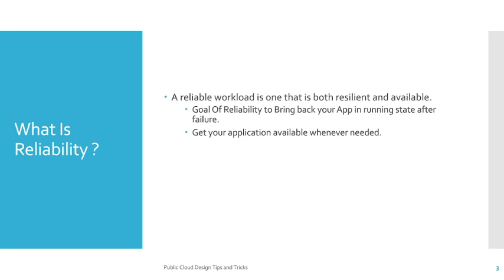When we say resilient, that means the goal of reliability is to bring your application back to a running state after a failure. That means if there is a crash in your system or your system is going down, the capability, the design, the solution with which your application will move back to its original running state is known as reliability engineering. And another is availability. When we talk about availability, that means getting your application available whenever you need it. To realize these two concepts, reliability engineering stands.